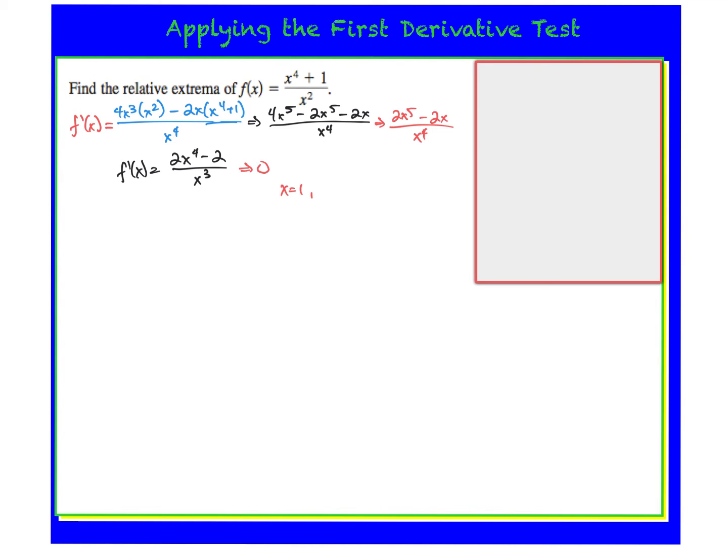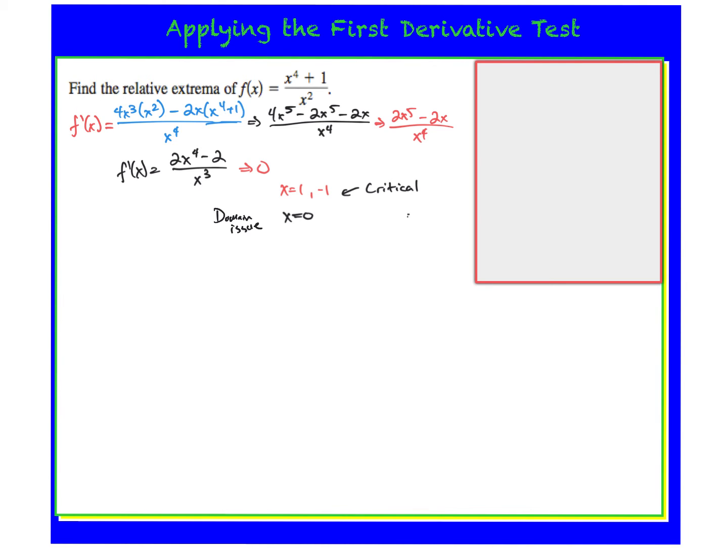0 is not going to work. X equals 1 and x equals negative 1. So those two things are my what? Those are my critical numbers. All right. However, I also have an issue somewhere. Where do I have an issue? I have an issue at x equals 0. On my original function, what's going to happen? I get a vertical asymptote at x equals 0. So I get a domain issue going on at x equals 0.